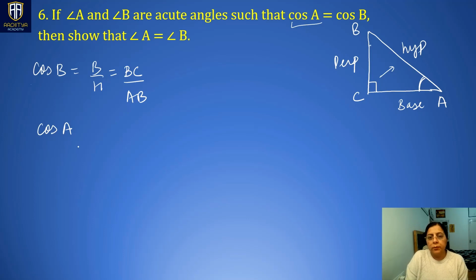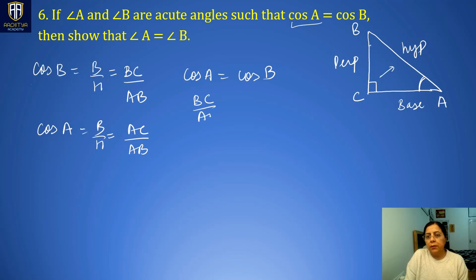So cos of A is base upon hypotenuse, which means AC upon AB. Now we are given that cos of A is equal to cos of B. That means BC upon AB is equal to AC upon AB. Since both the denominators are equal, we can say that only the numerators are equal. So BC is equal to AC.